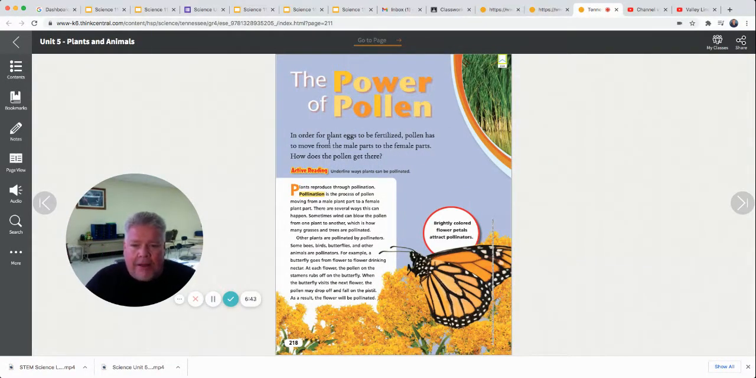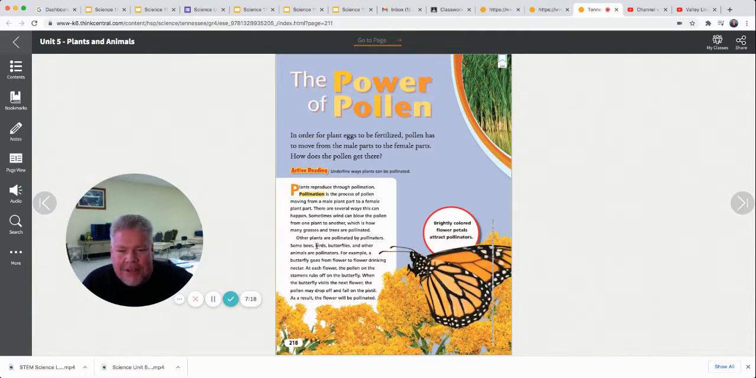The power of pollen. In order for plant eggs to be fertilized, pollen has to move from the male parts to the female parts. How does the pollen get there? Plants reproduce through pollination. Pollination is the process of pollen moving from the male plant part to a female plant part. There are several ways this can happen. Sometimes wind can blow pollen from one plant to another, which is how many grasses and trees are pollinated. Other plants are pollinated by pollinators; bees, birds, butterflies, and other animals are pollinators.